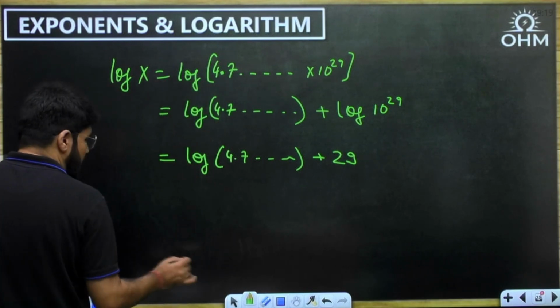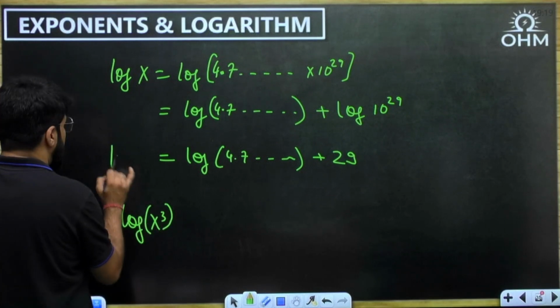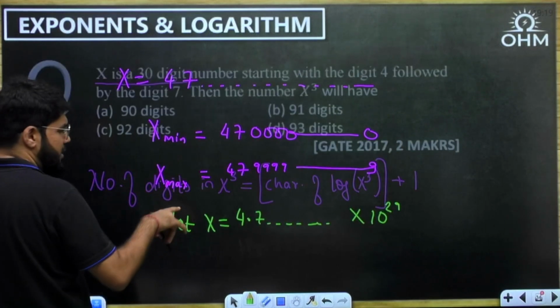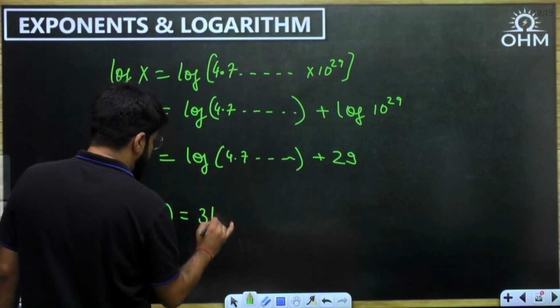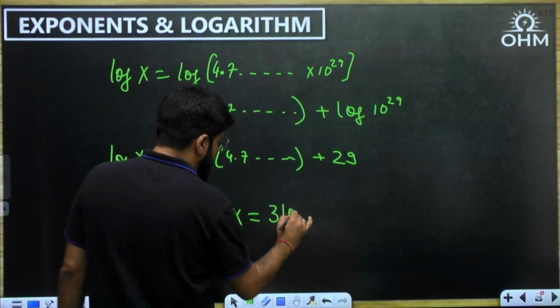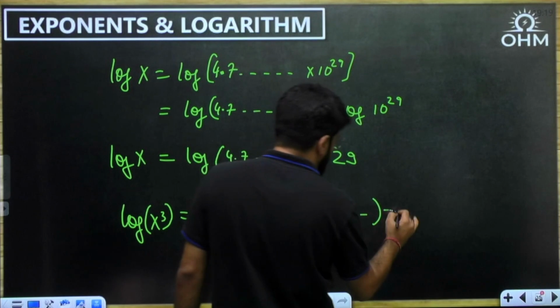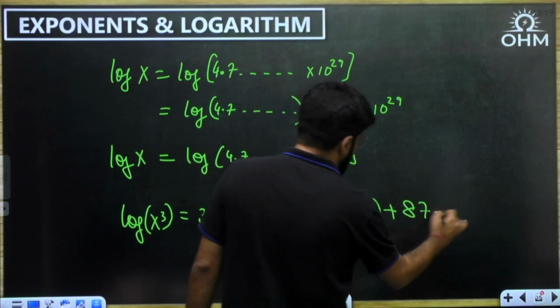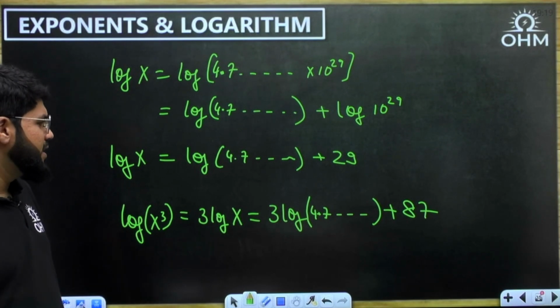Now actually we are interested in log of x cube. This is log x, but we are actually interested in log of x cube. Log of x cube means 3 log x, and when you take 3 log x, it will be 3 log 4.7 plus 3 into 29, which is 87.